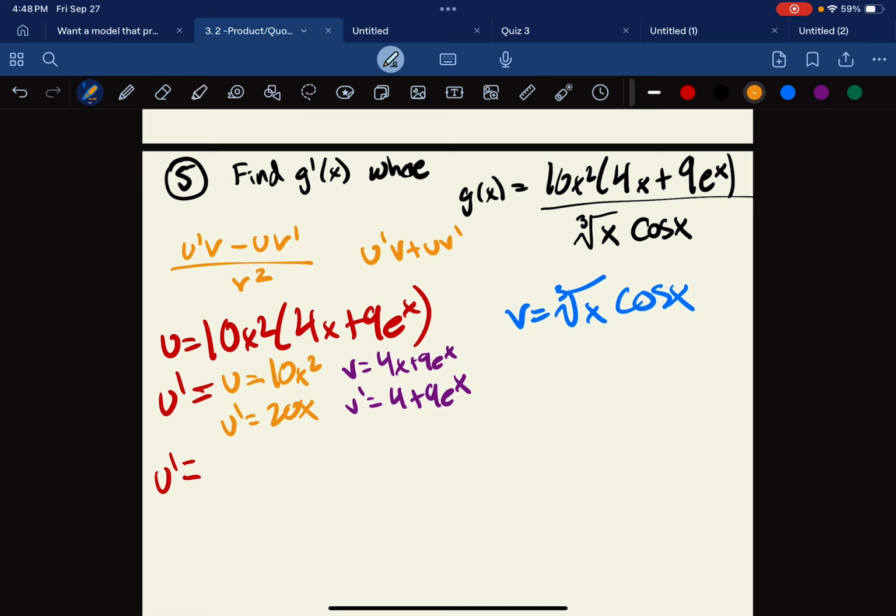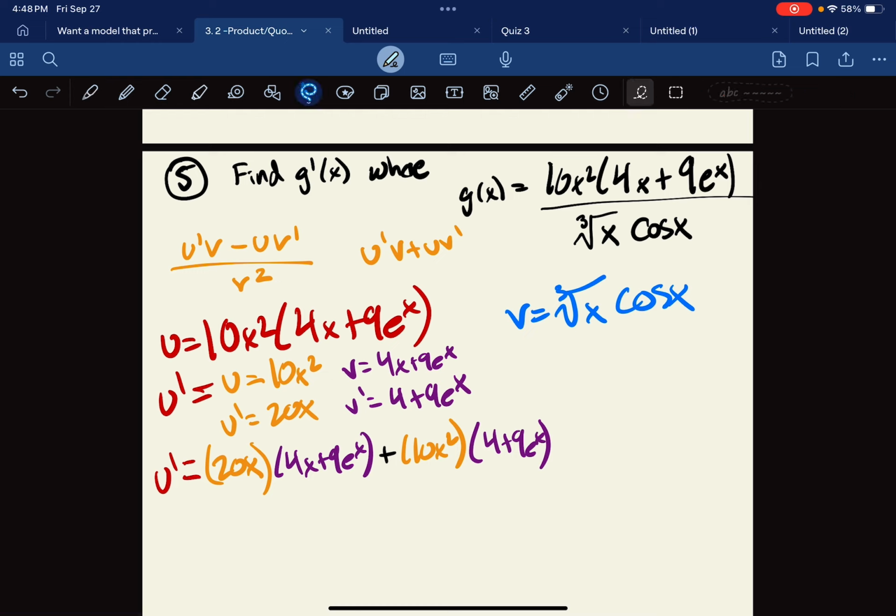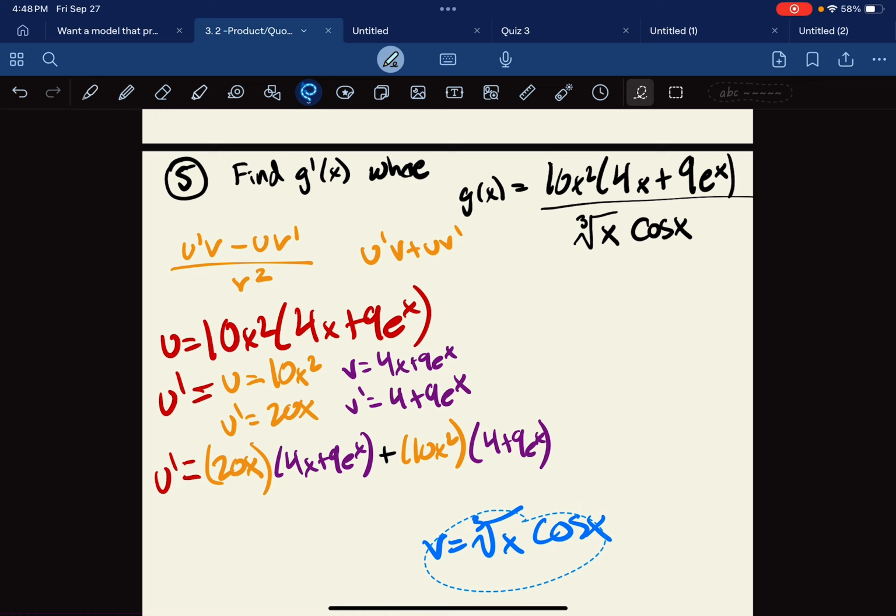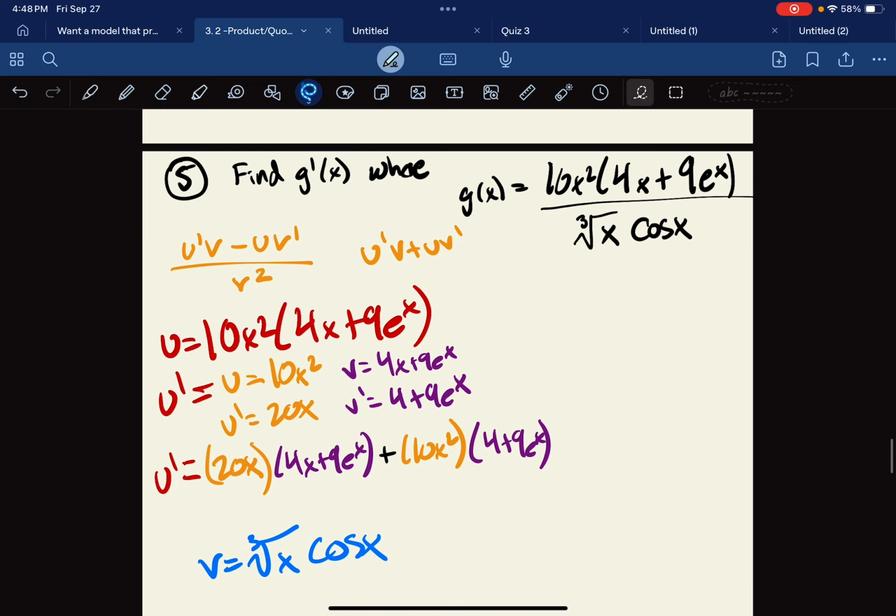So we take our u prime, which is 20x, multiply it by our v, which is 4x plus 9e to the x, plus u, which is just 10x squared, times v prime, which is 4 plus 9e to the x. So that will be our u prime for our overarching quotient rule.